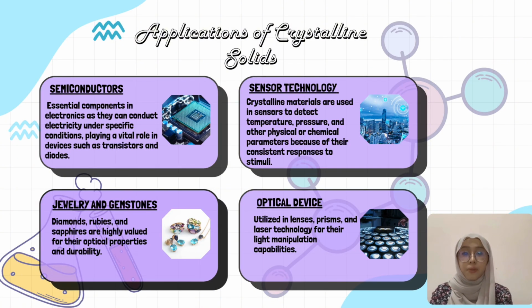Another important application of crystalline solids is in jewelry and gemstones. Materials such as diamonds, rubies, and sapphires are highly valued for their excellent optical properties, as well as their high strength and durability. Finally, crystalline solids are used in optical devices, including lenses, prisms, and laser systems. Their ability to manipulate and control light effectively makes them essential in many optical applications.